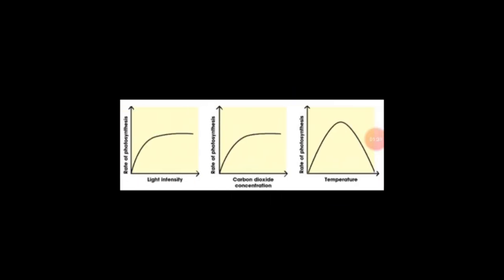The rate of a biochemical reaction depends on some factors which affect the reaction rate, called limiting factors. The limiting factors of photosynthesis are light intensity, carbon dioxide concentration and temperature.